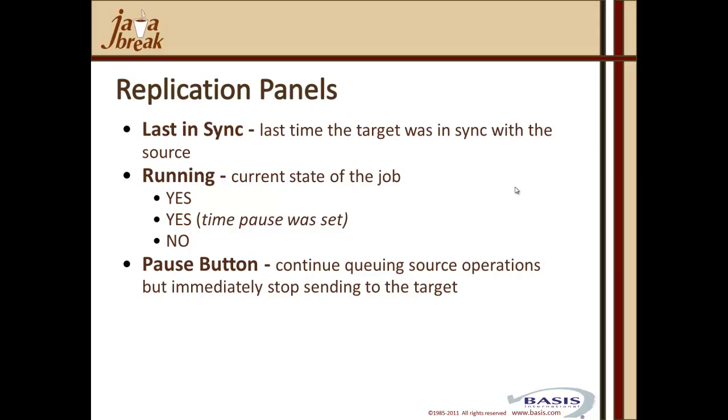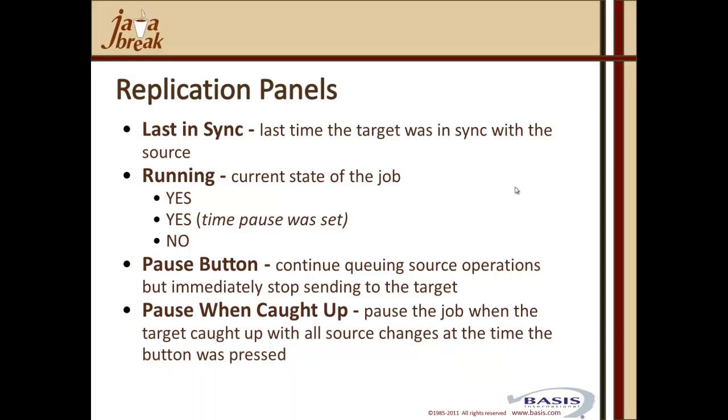This is really a very powerful feature, a very powerful capability that we put in your hands to determine when you wish a job to be complete, when you wish a job to be paused at various logical times. So the pause button will continue queuing source operations, but immediately stop sending any to the target. The current changes done to the primary, to the source database or the source files, continue being logged in the queue, but they aren't being sent to the target database.